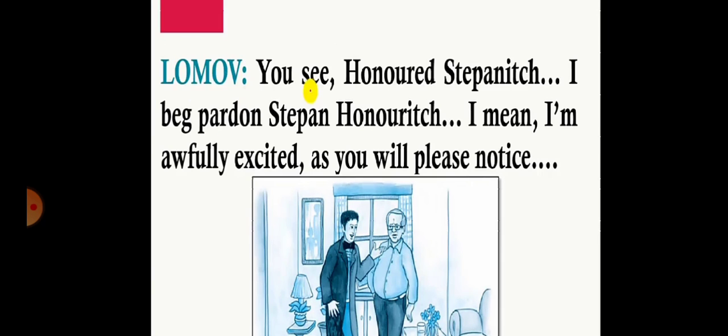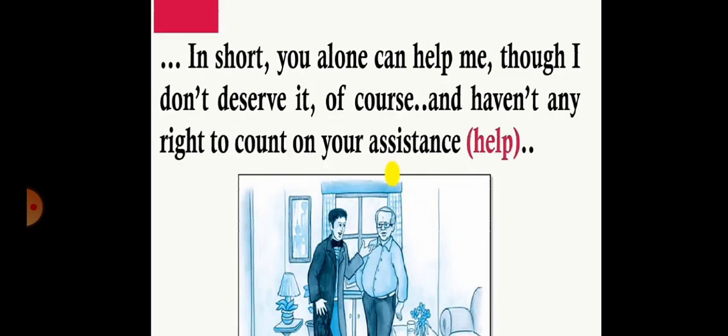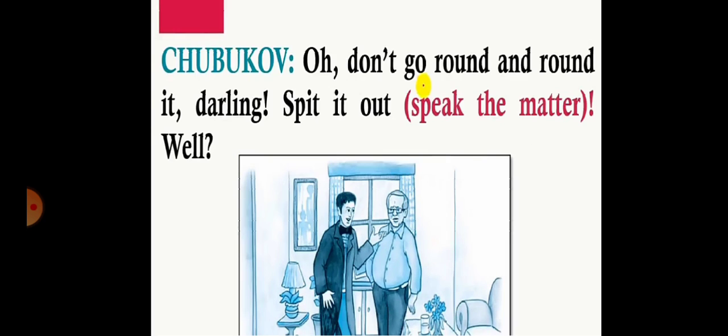Lomov: You see, honored Stepan Stepanovich, I beg pardon, Stepan Ivanovich, I mean, I am awfully excited, as you will please notice. So he is saying that I am highly excited to say for what reason I have come to you. In short, you alone can help me, though I don't deserve it and haven't any right to count on your assistance. He is saying to Chubukov that you are the only one who would help me. I just want your help.